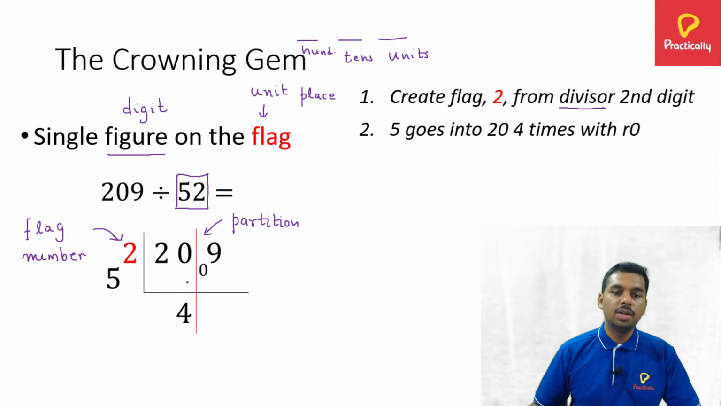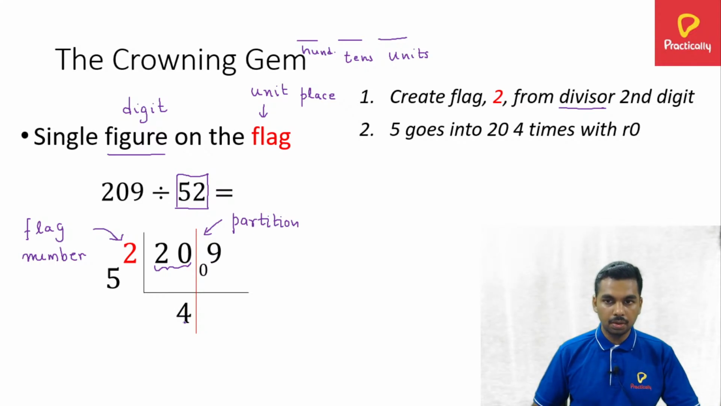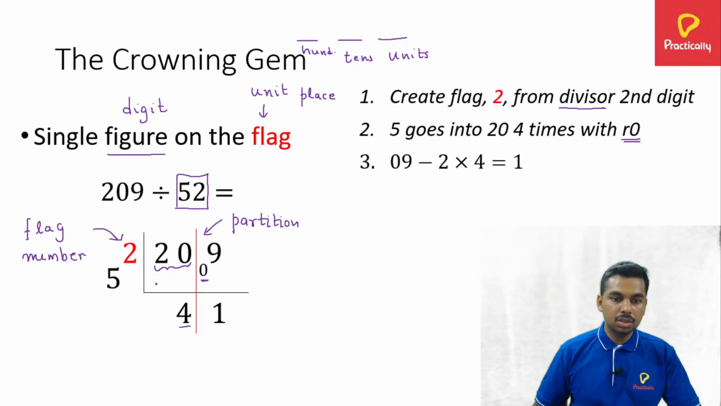The next step is to divide the number here. Divide the number 20 by 5. If you divide 20 by 5, the answer is 4 and the remainder is 0. There is no remainder. So you write 4 here and 0 you will put as a subscript just near the partition. So 0, 9. Now after you do this, the third step is to subtract 2 multiplied by the 4, where 2 is the flag number and 4 is the quotient. You subtract that from the partition number, which is 0, 9. So 0, 9 minus 2 multiplied by 4. The answer is equal to 1.